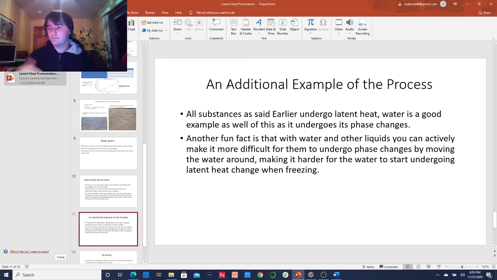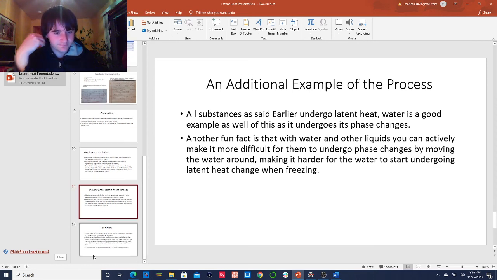The same goes with rivers. It takes a much colder temperature of water with rivers in particular to undergo the transformation with latent heat. It takes a lot longer because it's moving water, and that's what makes it more difficult for a river to start freezing. So I thought that would be a nice little example as well.